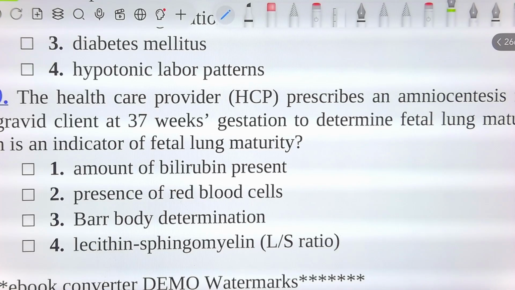Read all the options. Answer number 4 will be the correct answer. L/S ratio, that will be 2:1 if the lungs are mature.